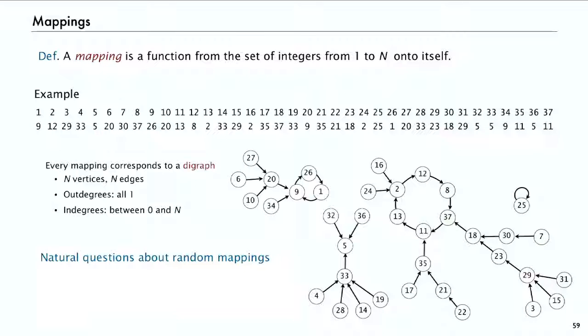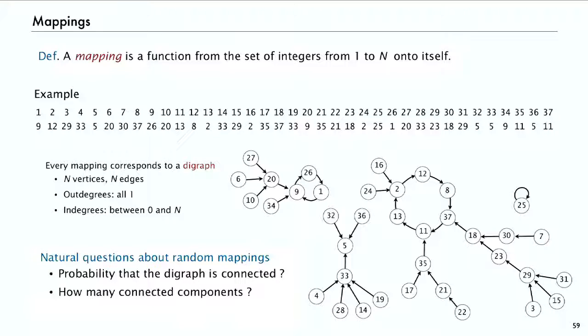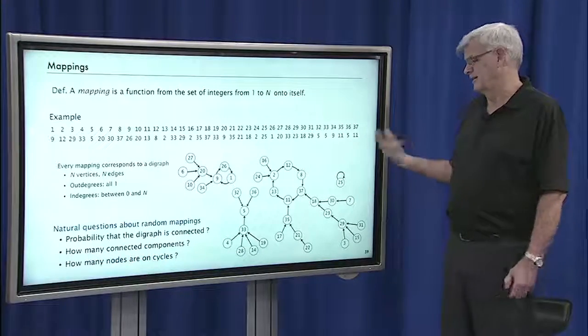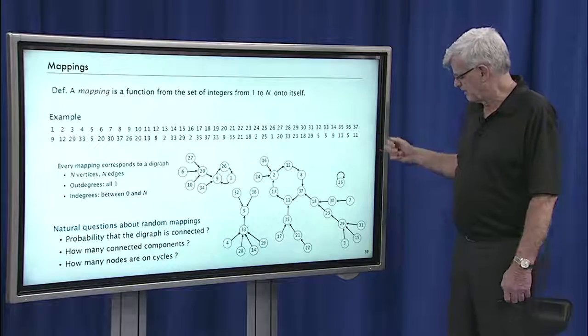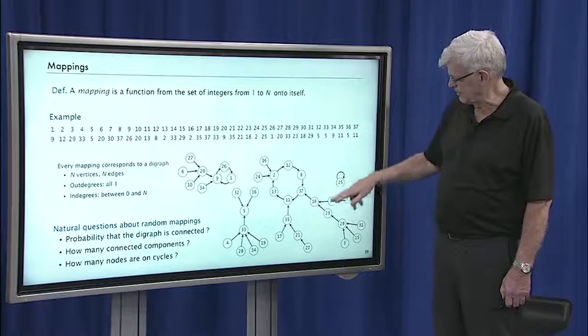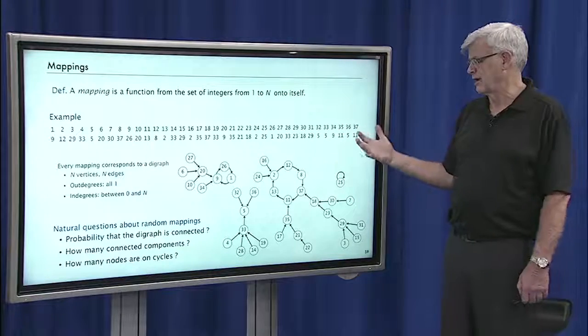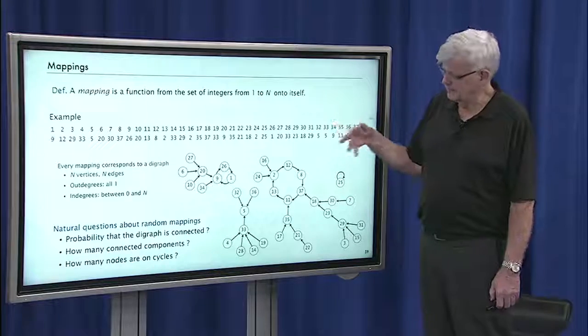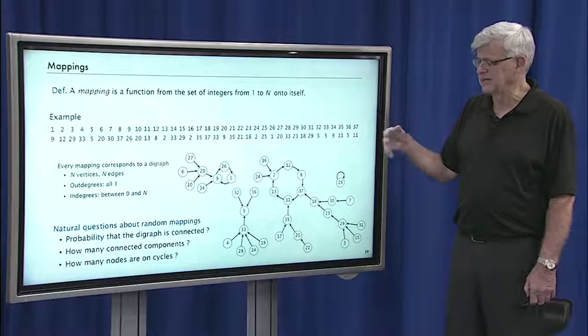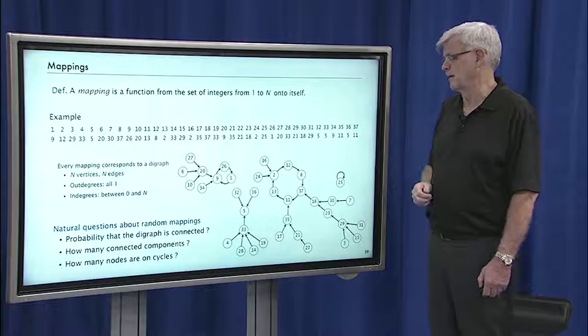There are natural questions that arise and that are actually important in applications. Like what's the probability that it's connected? Or how many different components are there? How many nodes are on cycles and how many are on trees? And then there are parameters of mappings that we'll talk about next time, like what's the average time it takes to get from a node to its cycle? What's the average size of the cycles? All of these questions are of practical interest. And analytic combinatorics, again, handles them all in a uniform way.